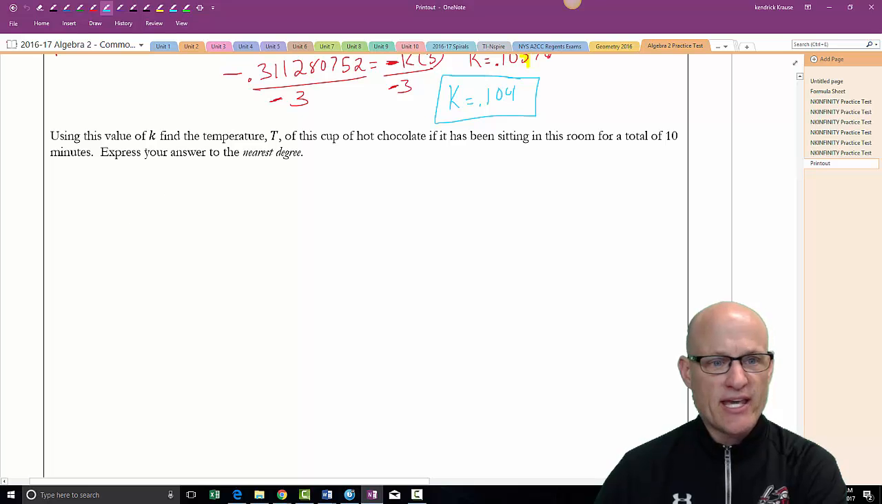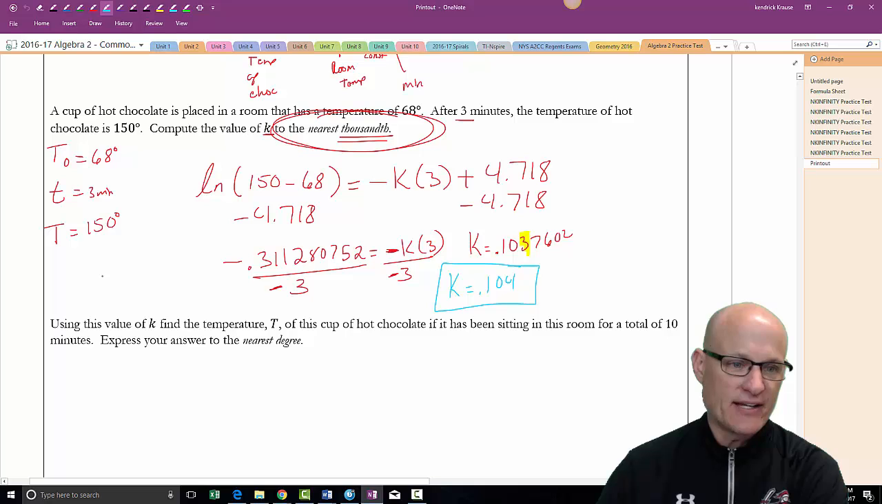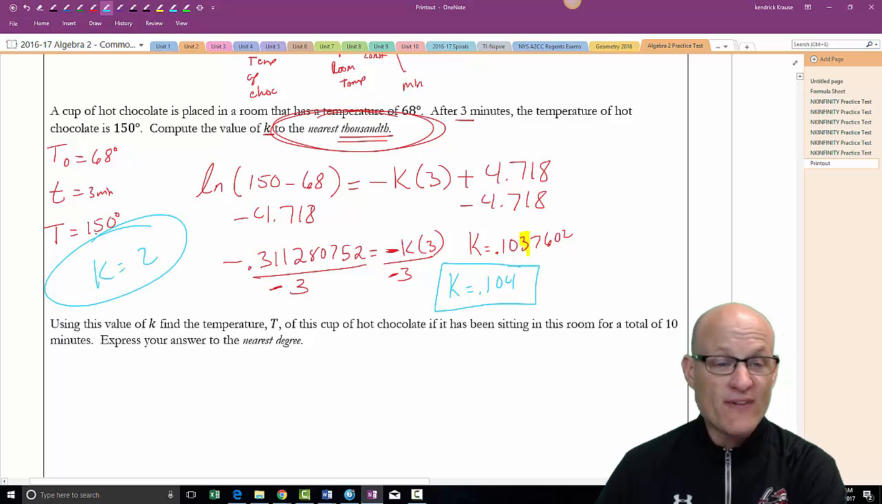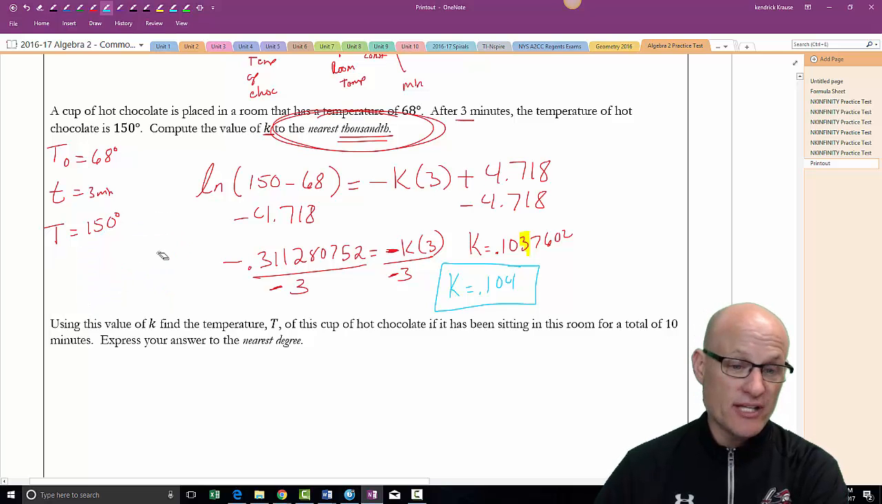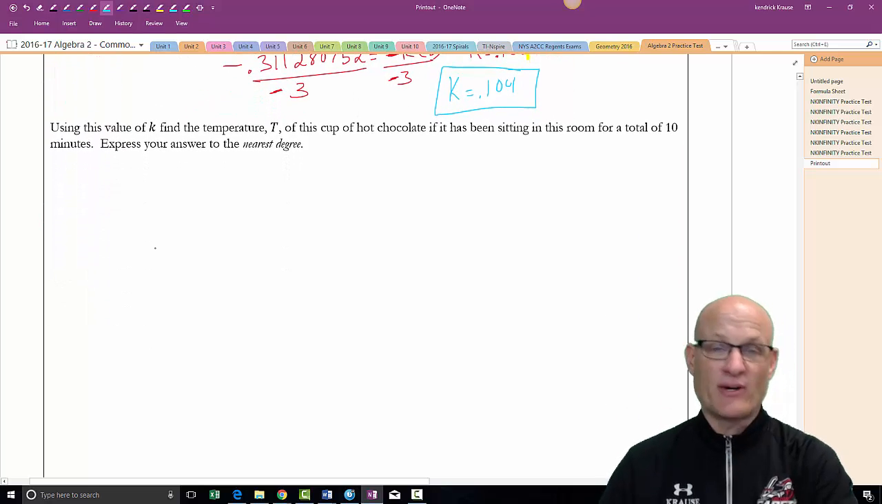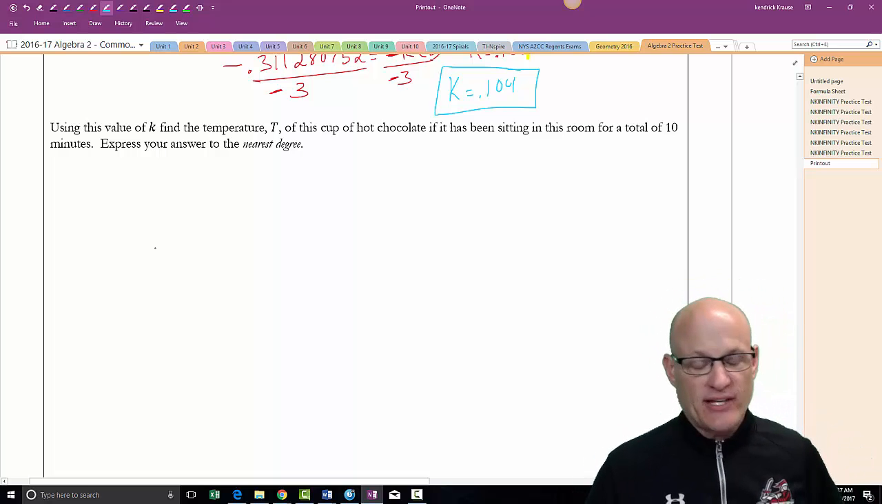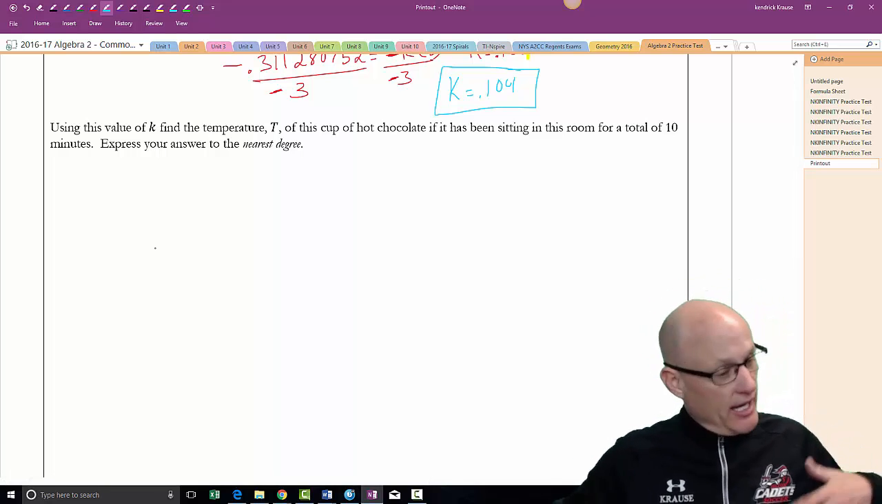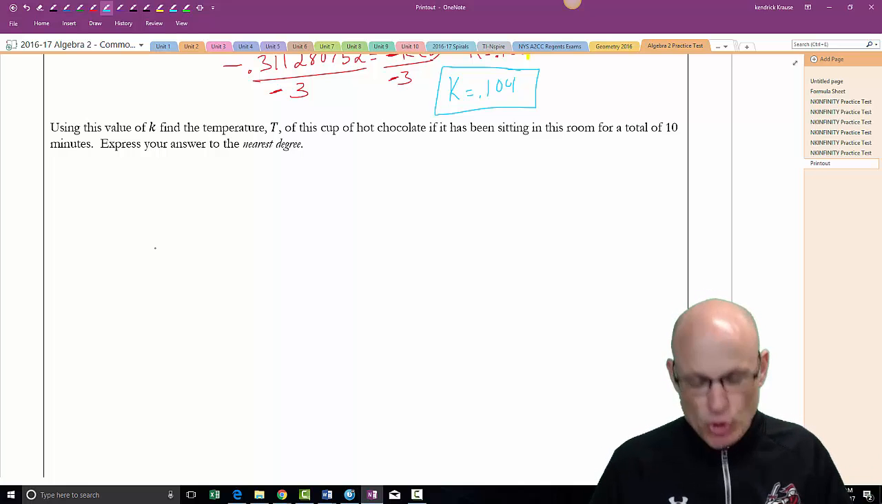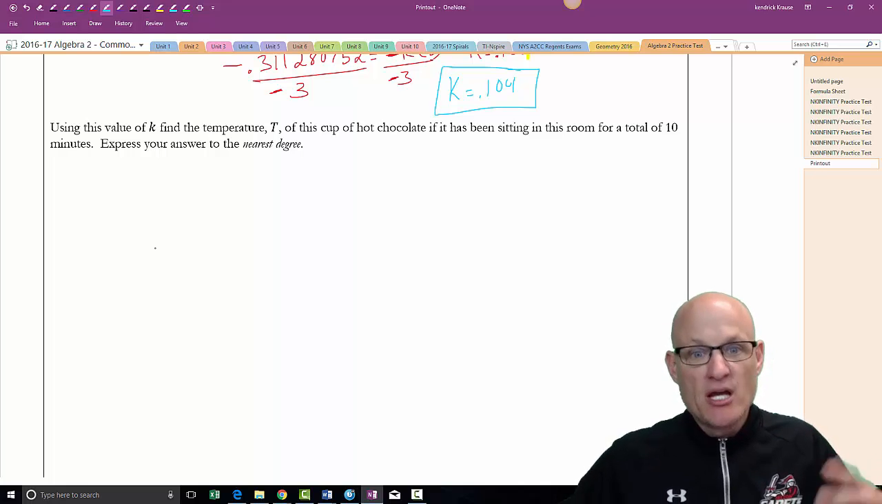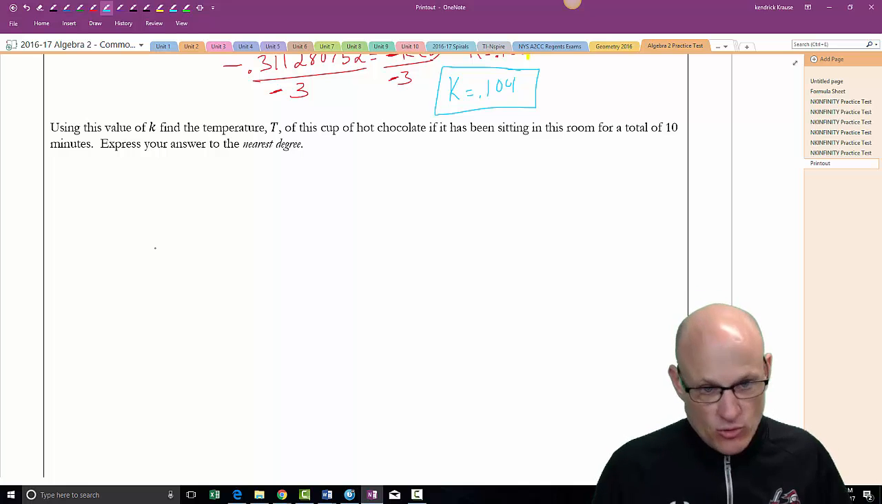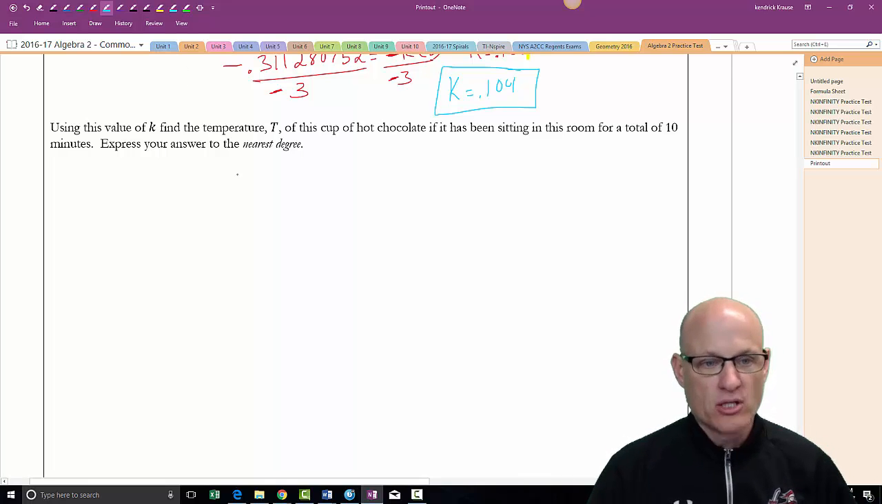So now using the K value found. Now let's say you couldn't find K. If you couldn't find K here, take the second part and say, I'm just going to make K equal to 2. Anytime it says using your previous answer and you couldn't find the previous answer, just make up a number and keep going. Don't quit. Do not quit. I know that sounds stupid. Don't quit because you still can get quite a bit of credit.